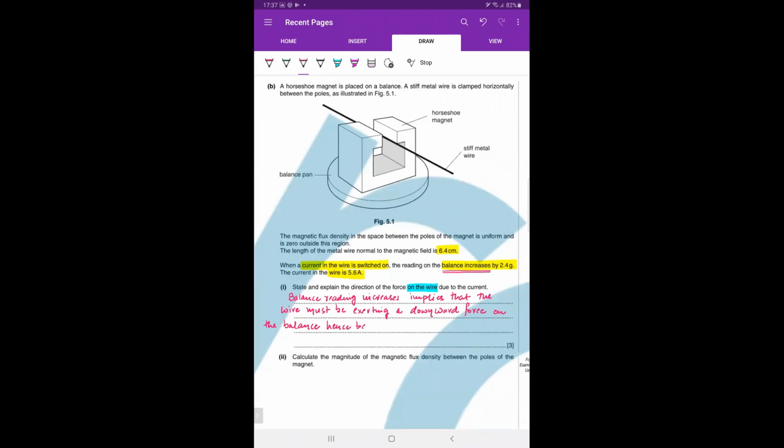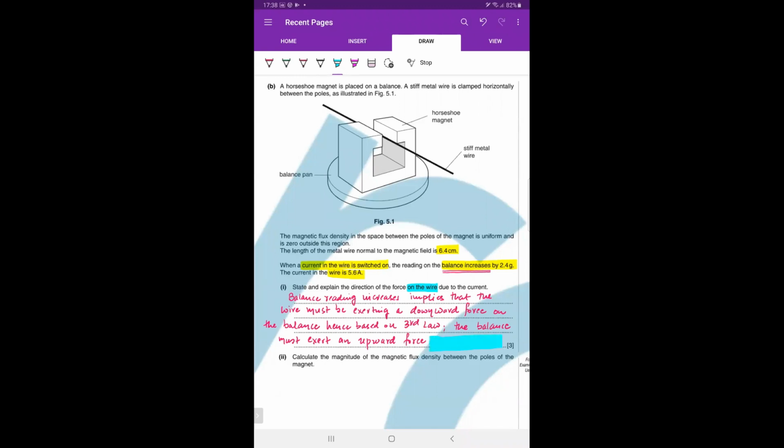Hence, based on Newton's third law, the balance must exert an upward force on the wire. Now please look at the wordings that I have highlighted with the blue marker.